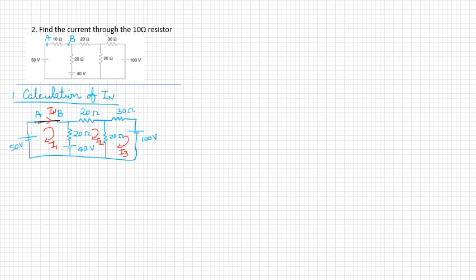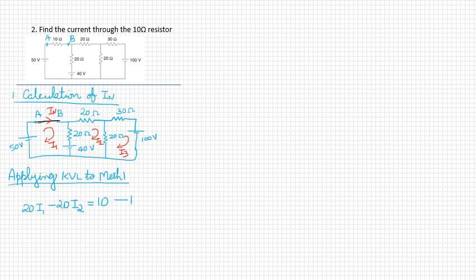Now let's write the mesh equations. Applying KVL to the first mesh, we get the mesh equation 20I1 minus 20I2 is equal to 10. That is equation number 1.